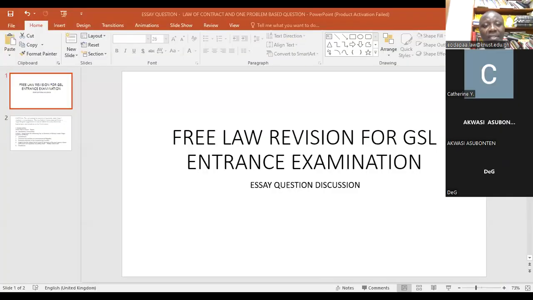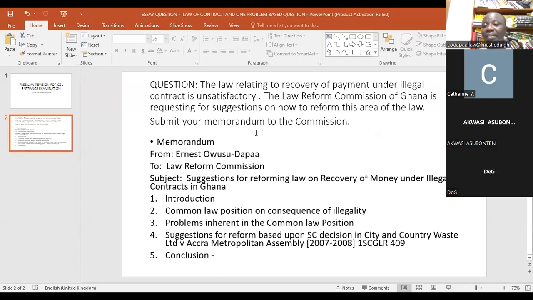So the question I am dealing with is a typical essay question. It goes like this. I'll read the question and then we do the discussion. The law relating to recovery of payment under illegal contract is unsatisfactory. The Law Reform Commission of Ghana is requesting suggestions on how to reform this area of the law. Submit your memorandum to the commission.